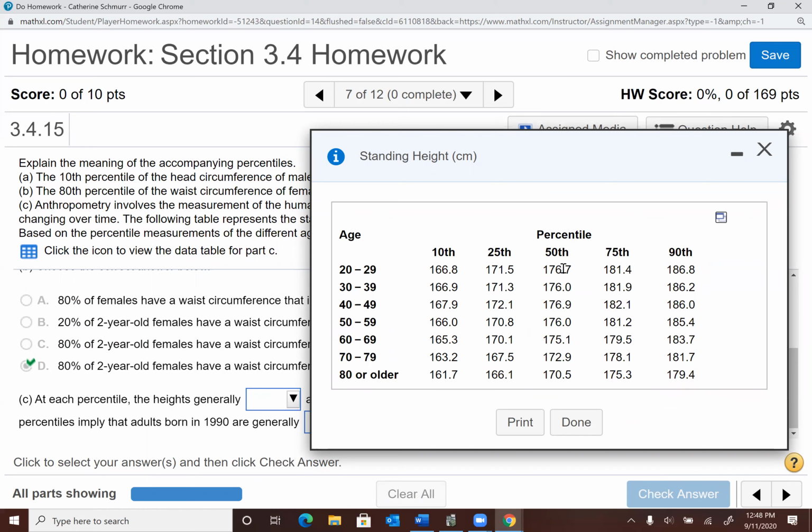So for example, if I look at the 50th percentile column, it looks like for 20 to 29-year-olds, the 50th percentile is 176.7. When I go down to 30 to 39-year-olds, the 50th percentile height is 176. When I get down to 80 or older, it's all the way down to 170.5. So it's decreasing as people get older. So I'm going to come back to this problem and say at each percentile, the heights generally decrease.